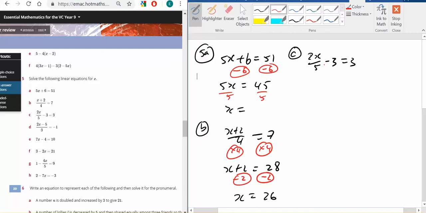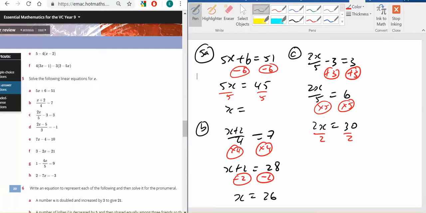For c, I've got (2x minus 5) over 3... actually 2x over 5 plus 3 equals 9. Now, again, get the first step right. I can't times by 5 and divide by 2 first. I need to get rid of the plus 3 first. So 2x over 5 equals 6. Now multiply both sides by 5. I get 2x equals 6 5s are 30. I divide both sides by 2. So I get x equals 15. Always show your working, please, on the test.